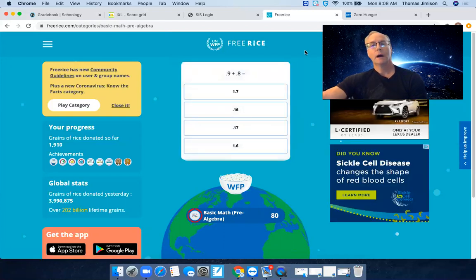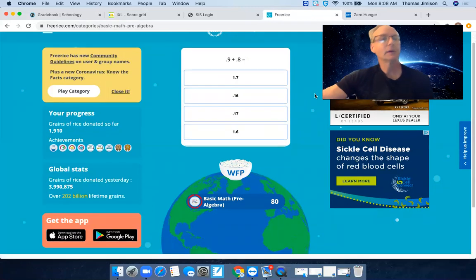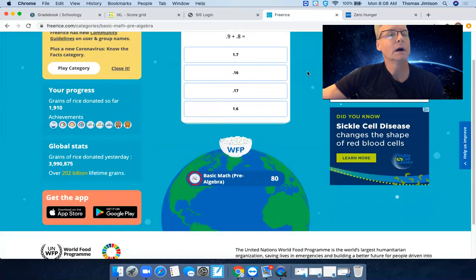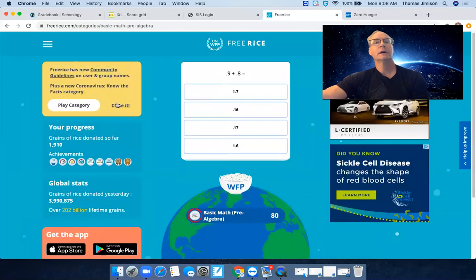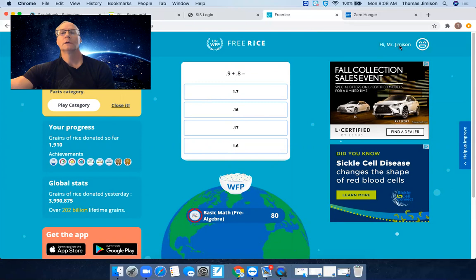Anyway, I hope you'll do it. This will be a part of your assignment. When you get to your totals, I believe you can see your rice totals as you go. Grains of rice donated so far. Make sure that when you make your screenshot, your name is on it and your progress, and then you say Shift Command 3 for me, and you take a screenshot and send it. You should do a minimum of 1,000 grains of rice per day, but of course, hopefully you'll do much more than that. Anyway, there's the assignment.